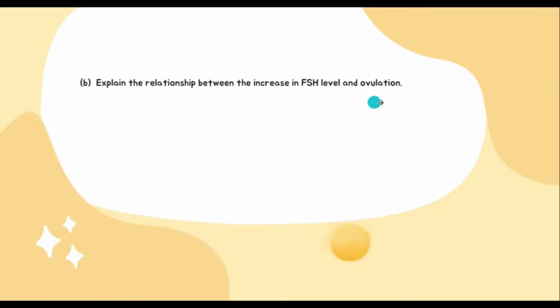So how is it related to the ovulation process? This question has 3 marks. So for the 3 marks, you need to include the explanation of how the FSH level ends up with the ovulation process. Okay, let us take a look at the answer.